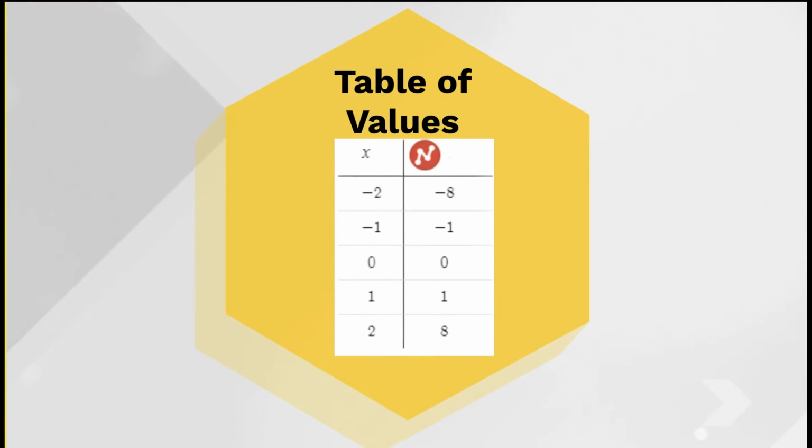And here's our table for cubes, the parent function of a cube. Again, we're taking our x values, our input, and cubing them to get our output, our f of x values. So negative 2 cubed is negative 2 times negative 2 times negative 2, which is negative 8. And negative 1 cubed, negative 1 times negative 1 times negative 1, is negative 1. 0 cubed is 0, 1 cubed is 1, and 2 cubed is 8. That is our table for the parent function of a cubic.